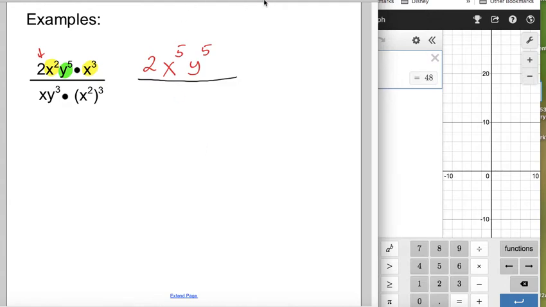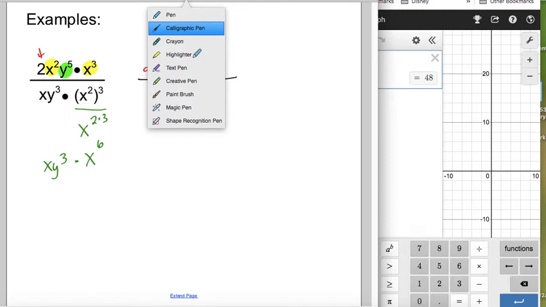Now let's look at the denominator. This part of the denominator I'm going to do first because it has parentheses in it. It has that power to power rule. Remember that power to power is to multiply. So the 2 is going to multiply with that 3 there, giving me x to the 6th. Then I need to multiply that with this portion over here, which was xy cubed.